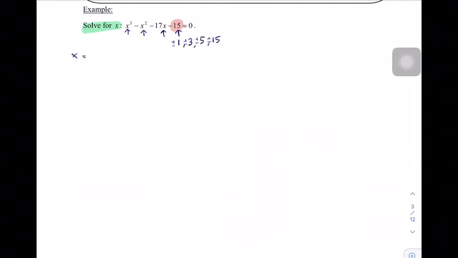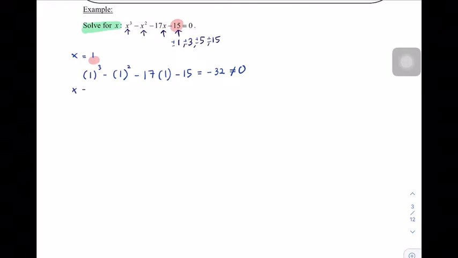So I write, if x equals 1, substitute this value of 1 into your cubic equation. It will be 1 cubed minus 1 squared minus 17 times 1 minus 15. So what you will get is 1 minus 1 is 0, and you will get negative 32, which is not equal to 0, right? So x equals 1 is not a root.